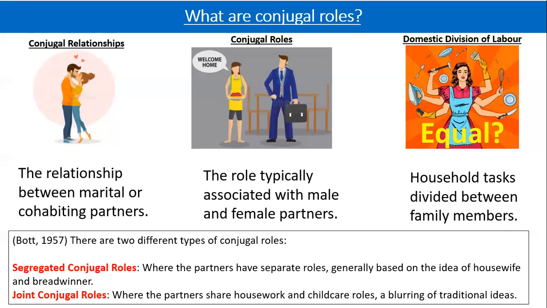In joint conjugal roles, the partners share work, so that's household and childcare roles. It's this blurring of tradition, the modernization of conjugal roles. It might be that the husband and the wife look after the kids, clean up, and do the cooking. So just pause the video and then get those definitions down. There's a few to get down.